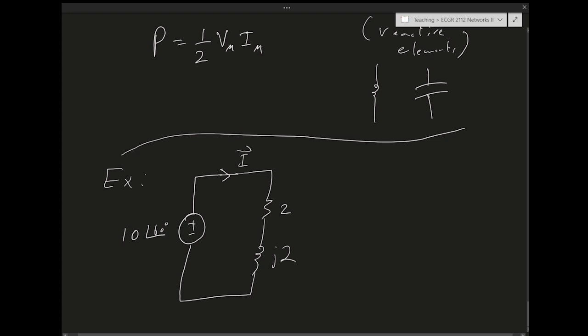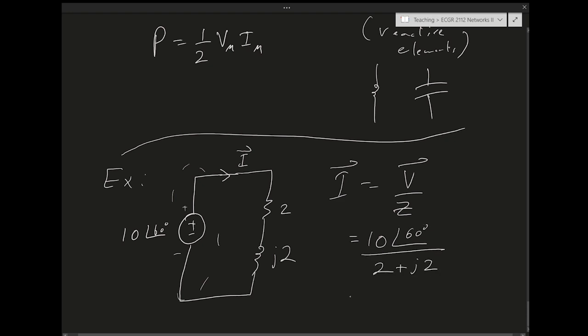So in this case, the sign convention is as follows. We have plus minus here, and then the current is going out. So any positive power calculated with respect to this voltage source is going to be power supplied, right? So what's I? I is going to be V over Z. V is 10 at 60 degrees over Z, which is 2 plus j2. I can do this calculation. I end up with 3.54 at 15 degrees amps.